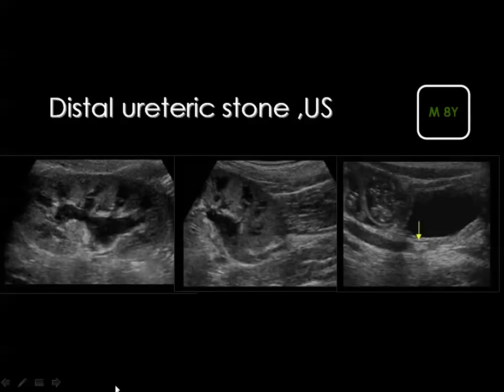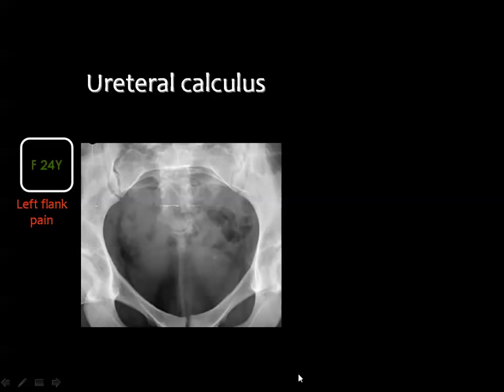Then ultrasound can also detect ureteric calculi, but only if they are large. And you see this is hydronephrosis, the calyces and the renal pelvis are dilated. This is the upper part of the ureter which is dilated, and the rest of the ureter is dilated down to this stone in the terminal part of the ureter. In this plain film, you can see a radiopaque shadow here. And this radiopaque shadow may represent a stone or may represent a phlebolith.